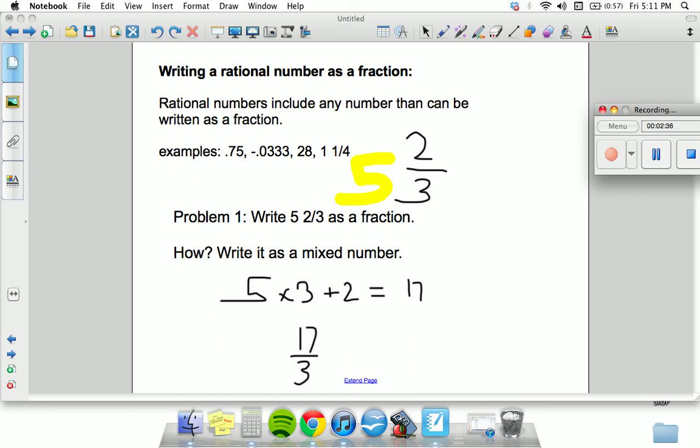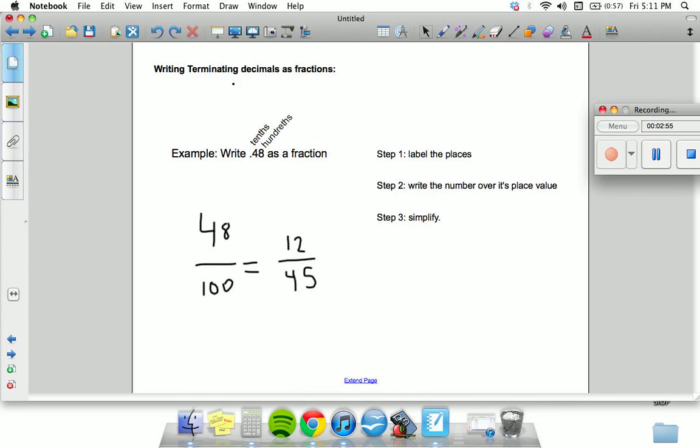We talked about yesterday how to do this. You take 5, your whole big number, multiply it by the denominator. So 5 times 3 is 15. Add it to your numerator, which is 2. So 15 plus 2 is 17. So 5 2/3 written as a fraction is 17/3. And that's all you have to do for that part of the chapter.